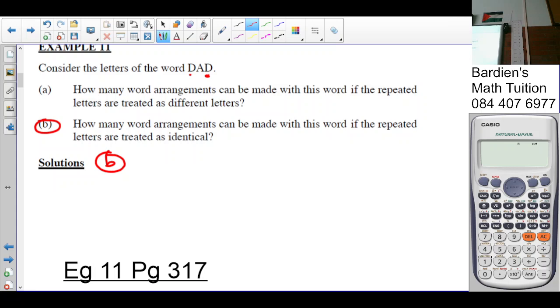So what are my options? D, A, D. Not so? How else can I write this? A, D, D or D, D, A. So how many ways are that? 3 ways.